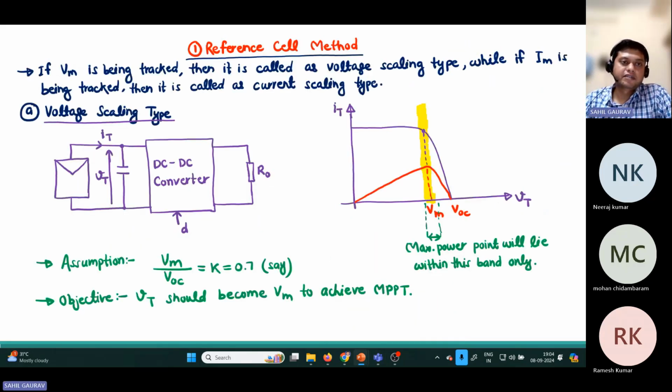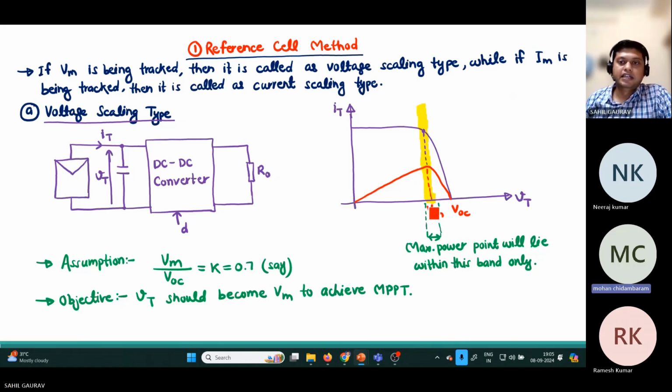Coming to the reference cell method, there are two types: voltage scaling type and current scaling type. If you are tracking the maximum power point voltage, then you call it voltage scaling type. And if you are tracking the maximum power point current, then it is called current scaling type. First we will see the voltage scaling type, and then we will look into the current scaling type.